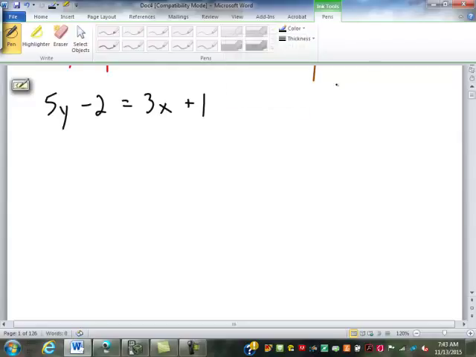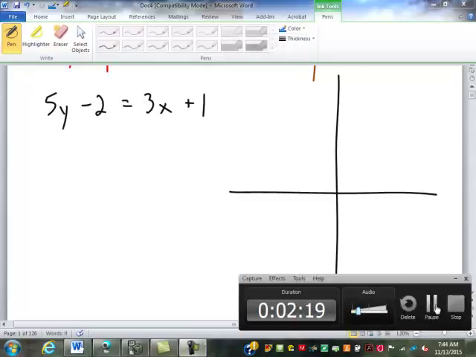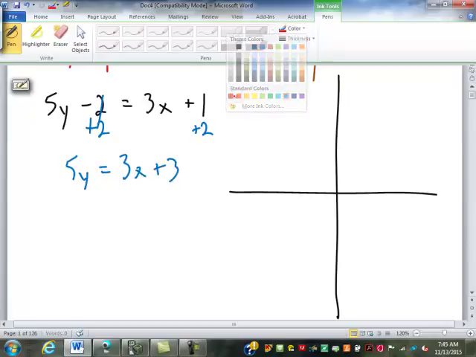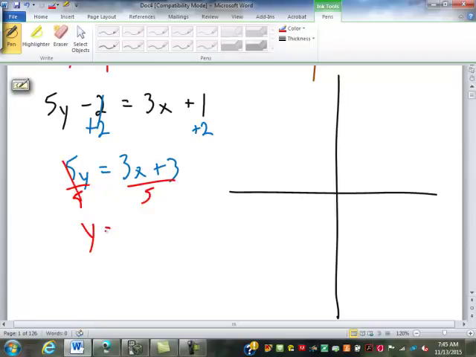Try that one. So what do you do first? Add 2. So 5y equals 3x plus 3, and then divide by 5. So y equals 3x divided by 5 is 3/5 x. 3 divided by 5 is 3/5.